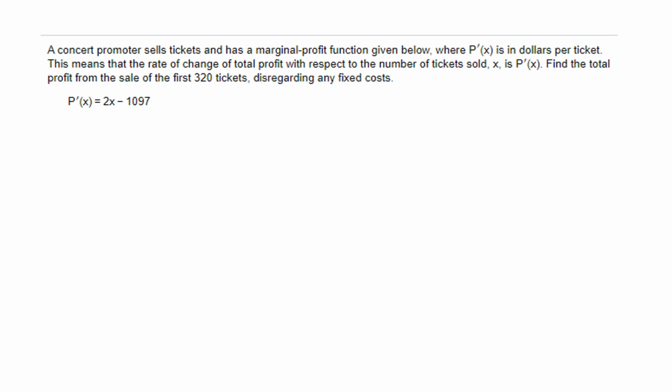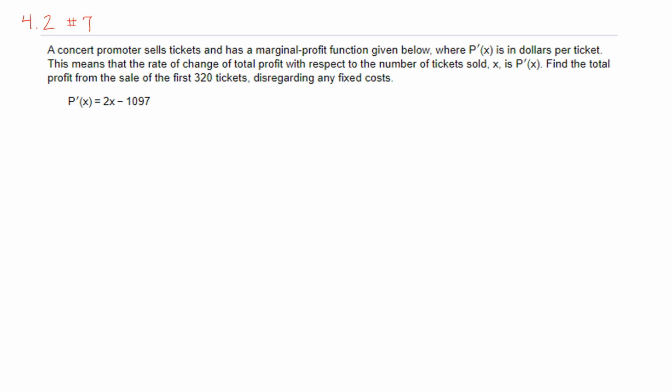Okay, so these are some application problems from section 4.2, and this is number 7. A concert promoter sells tickets and has a marginal profit function given below, where P prime of X is in dollars per ticket. This means the rate of change of total profit with respect to the number of tickets sold, which is X, is P prime of X.